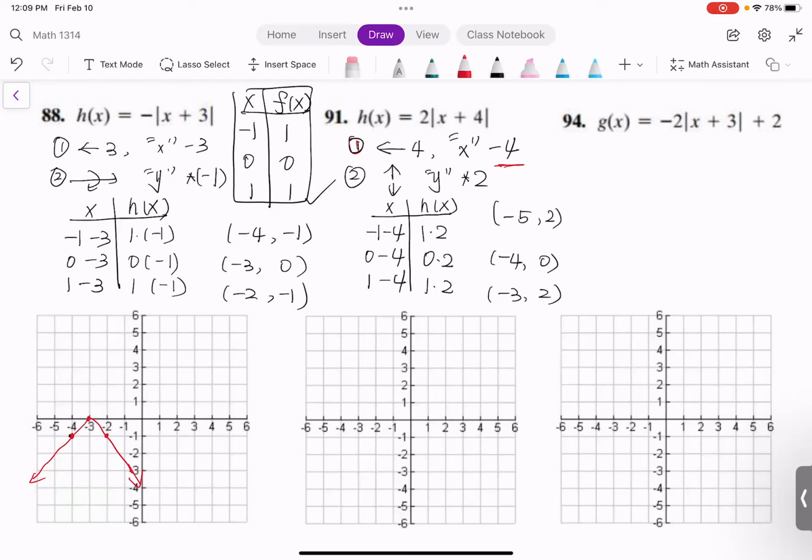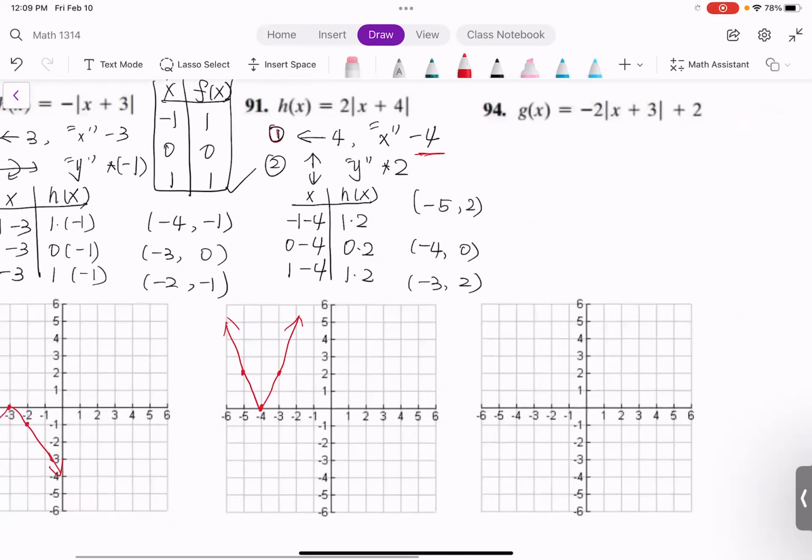Let's plot the key points. -5, 2, positive 2. -4, 0, -3, 2. Okay, we found the 3 key points. Let's line them up. Yes. Let's see the next one. First one. First transformation.